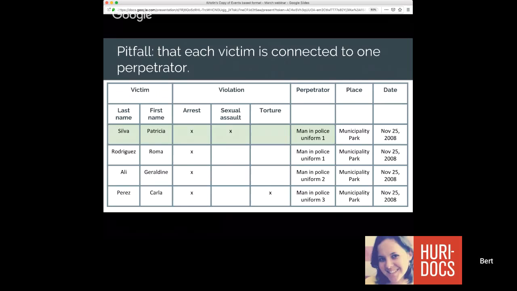I could also share my screen too, if that's helpful. I think that would be quite helpful, Kristen, just to continue. So I'll stop sharing and I'll let you share your screen. Okay, sounds good.